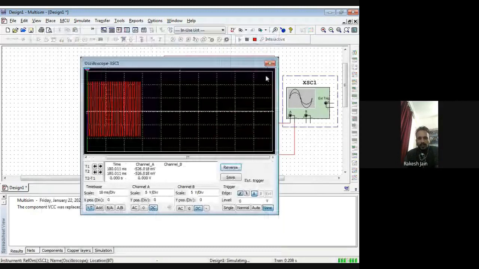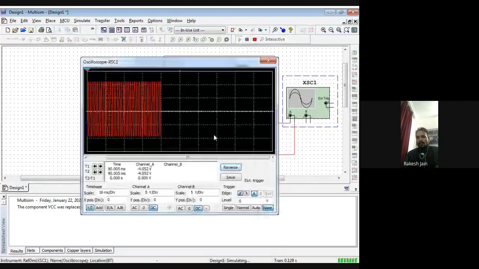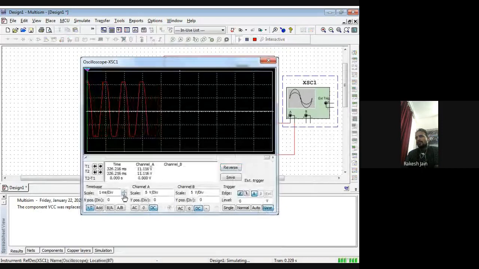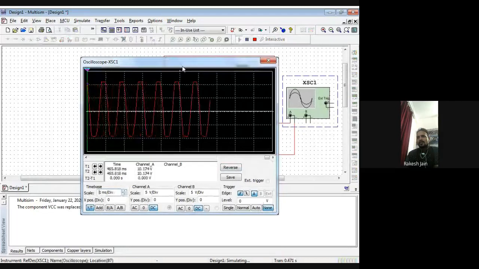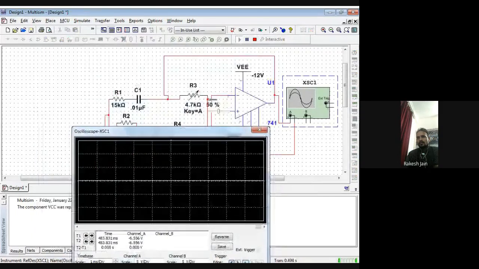So just click on this green button run, then click on oscilloscope. So you see you have a perfect sinusoidal waveform in front of you. You can change this by varying this variable capacitor. Yes, see the effect of this variable capacitor on the waveform. I just increase or decrease, then the waveform changes. So see, this one is good.